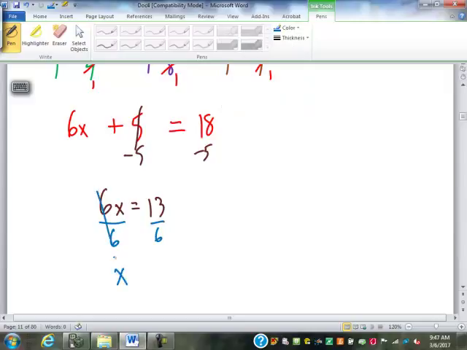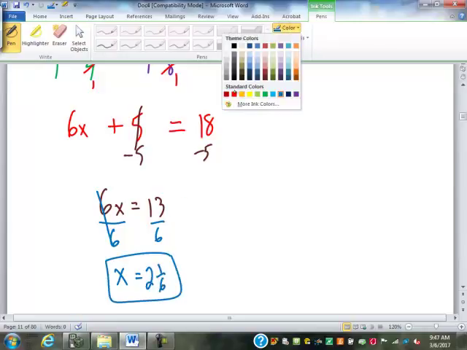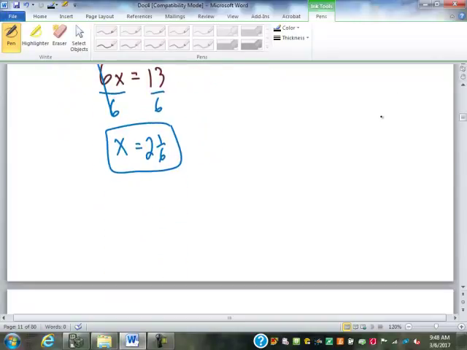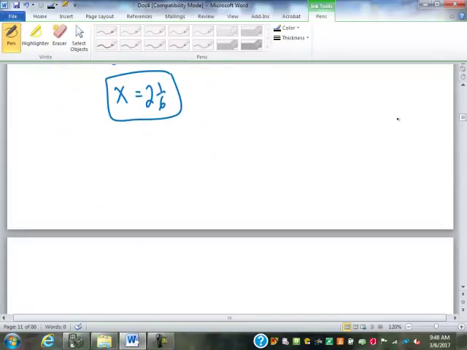Now, just because we eliminated the fractions in the original equation does not mean we won't get a fractional answer. 13 divided by 6, we're going to treat that as 13/6 and reduce it to 2 and 1/6. Any questions? So I'm going to have you guys try one.